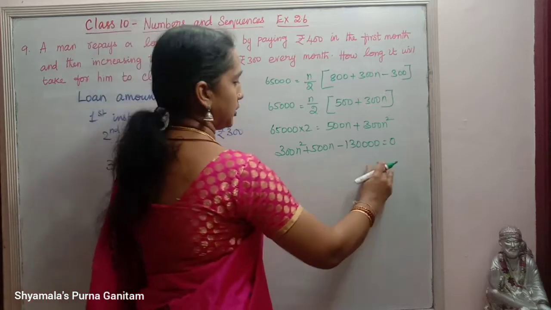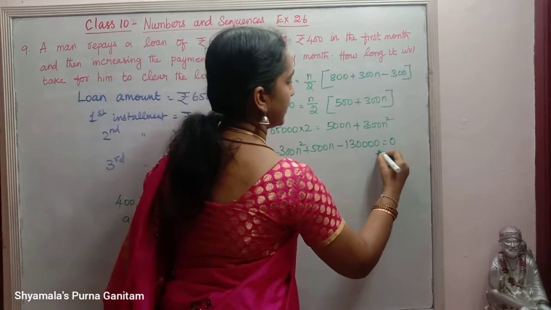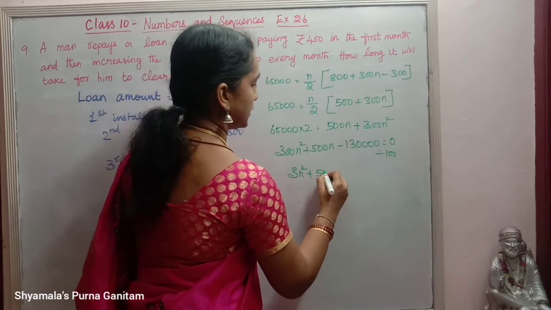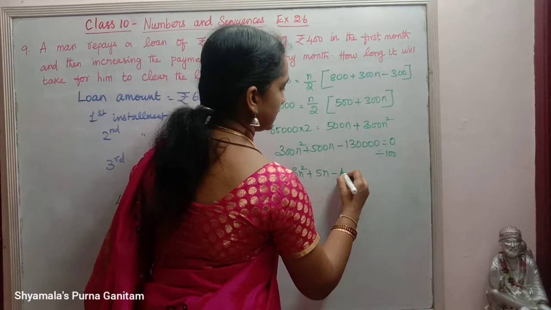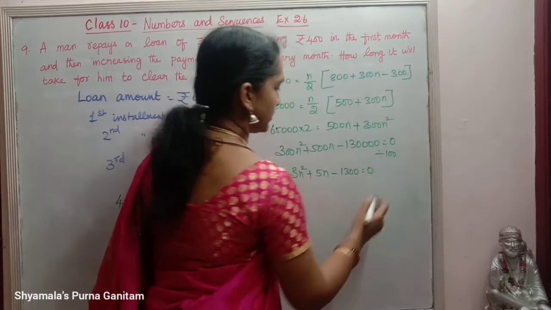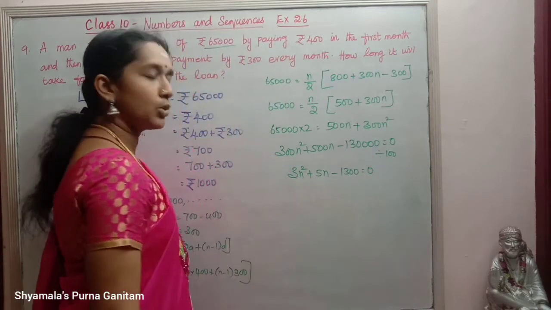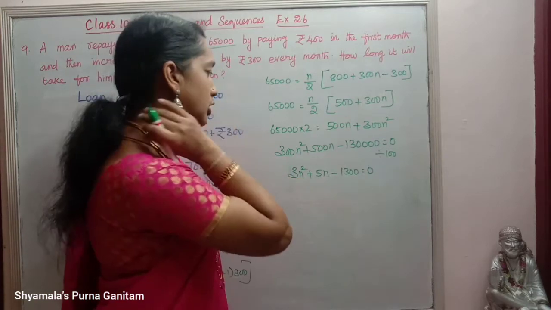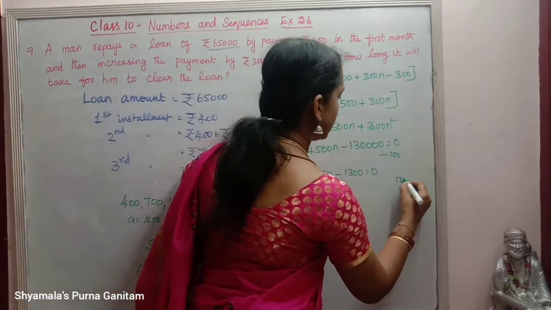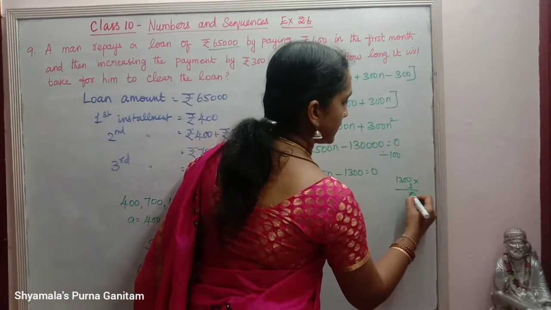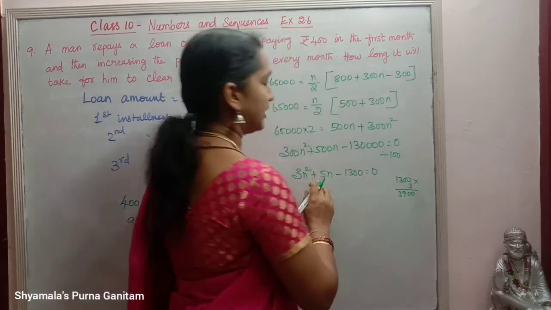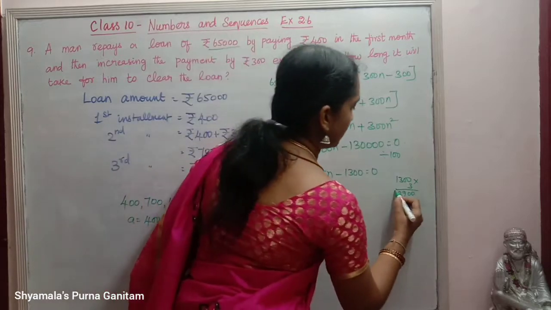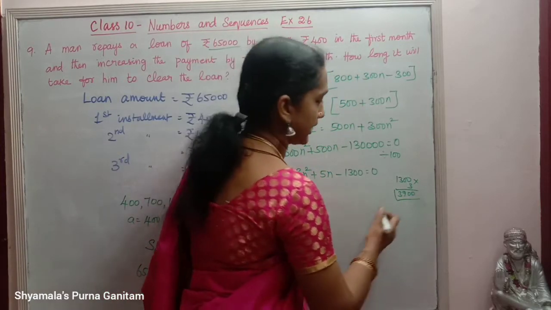So we got a quadratic equation. All the terms we can divide by 100. So we'll get 3n squared plus 5n minus 1300 is equal to 0. So we got a quadratic equation here. Okay, so now we'll get two values for n. What are the two values? We will get 1300 into 3 is 3900, and when we add both the numbers, we have to get 5. So we will find the factors of 3900.